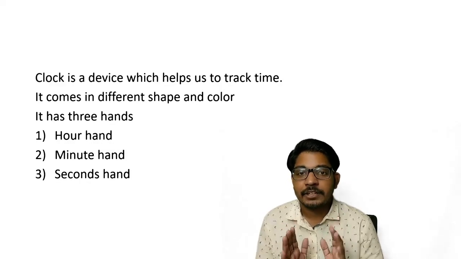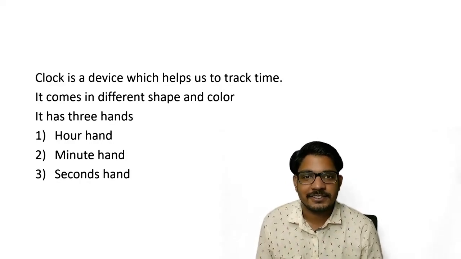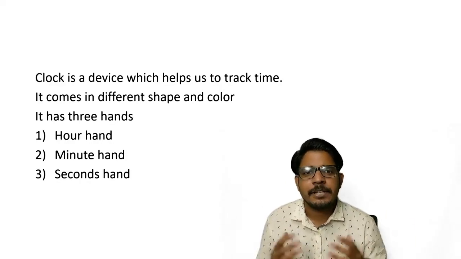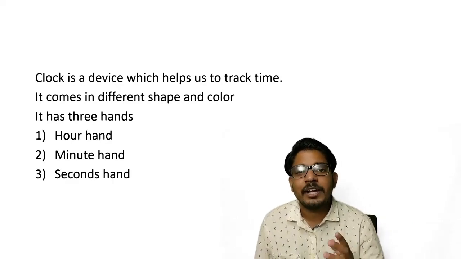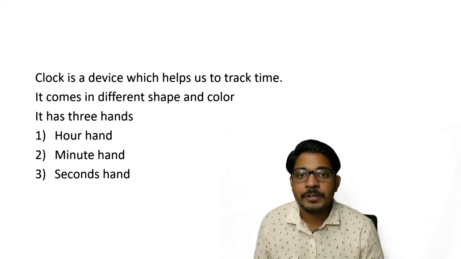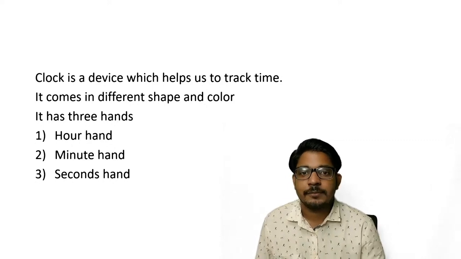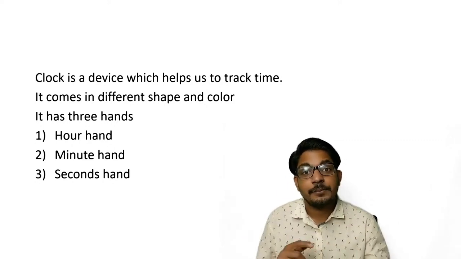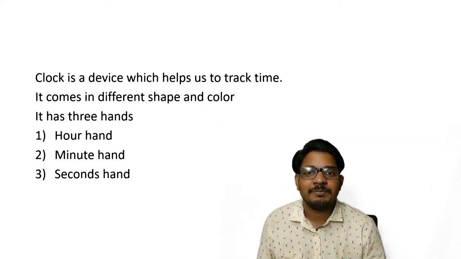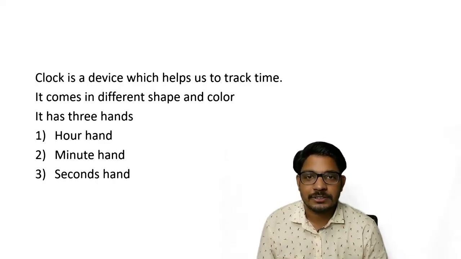And every clock is different. It comes in different shapes and different colors. For example, if you look in your home, there will be different clocks, right? There will be some clocks with a square shape. There will be other clocks with a round shape. See? So there are different clocks.